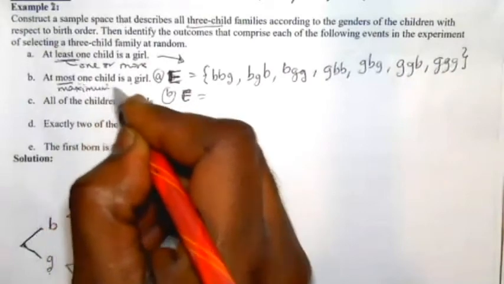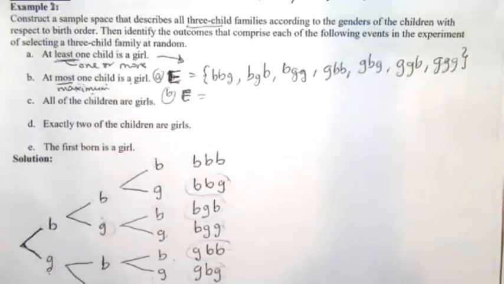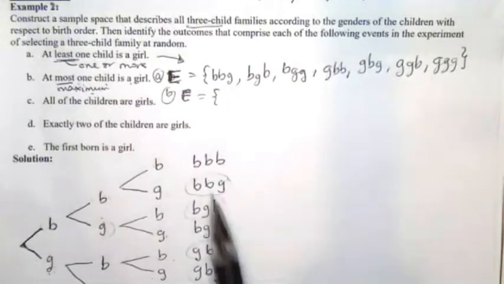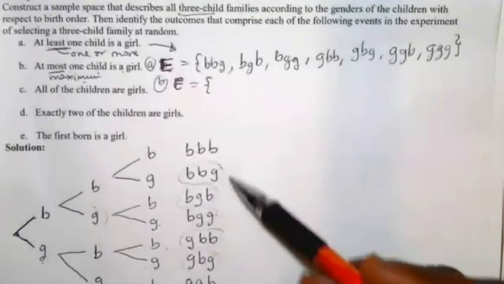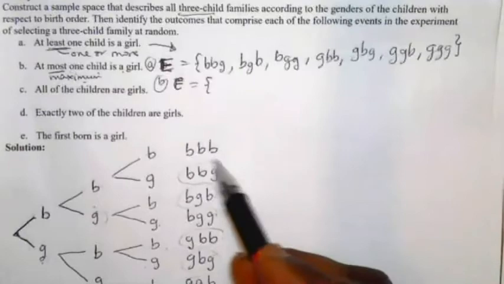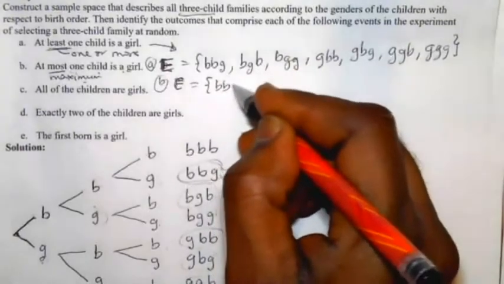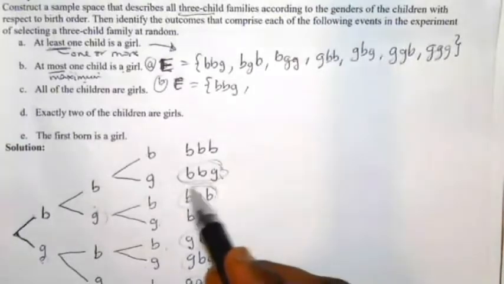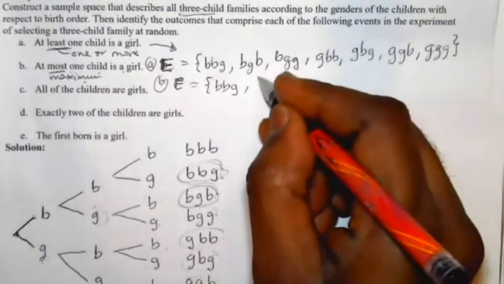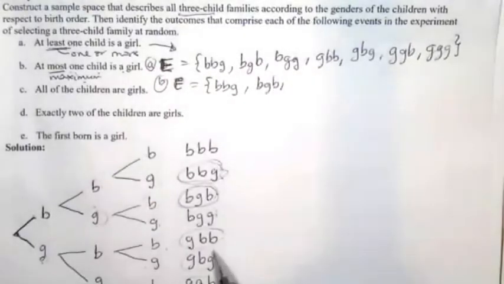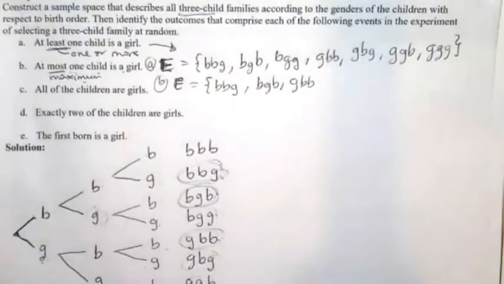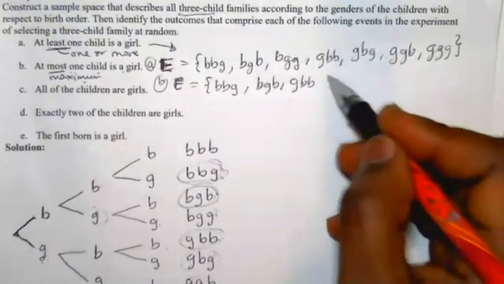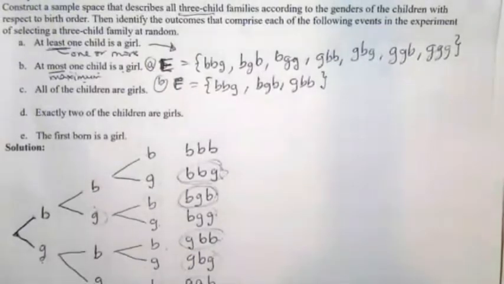Maximum of one. So from the list, which one will give us a maximum of one? So we go through the sample space again. From here, B, B, G, max of one. Another one here: B, G, B, maximum of one. That's G, B, B, and then that's it. We don't have any other one. So three possible outcomes to get a maximum of one, right?